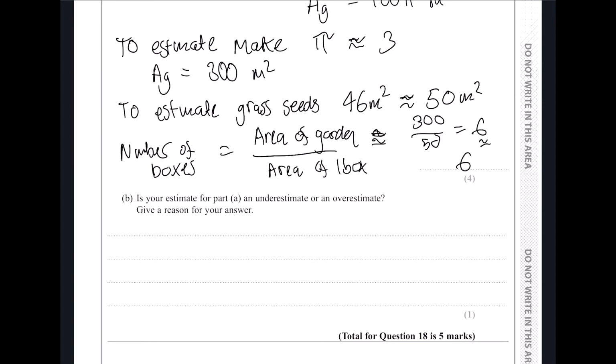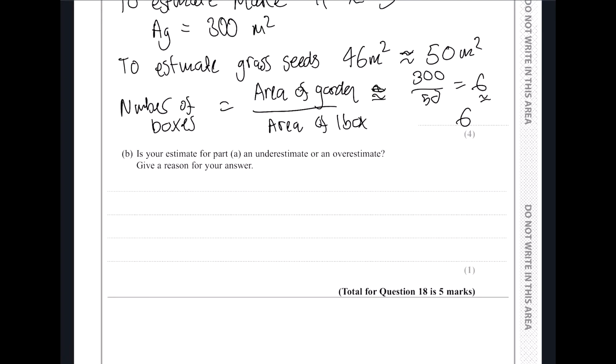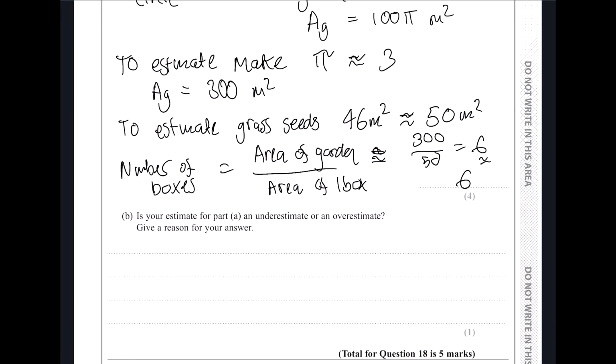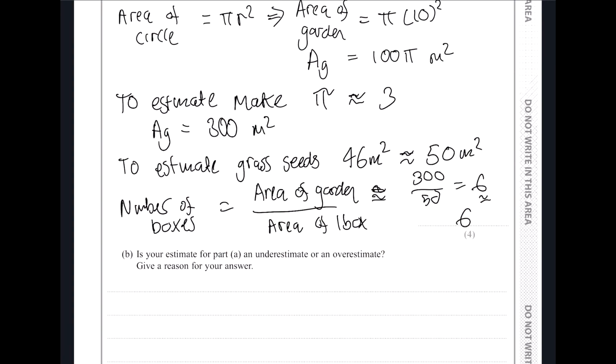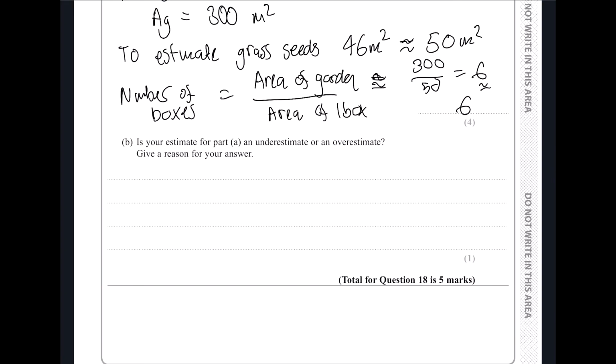So again, with estimates, like I said, there'll probably be a range for the answer, so it doesn't matter if you've got something slightly different or you made some slightly different approximations. I just made the approximations which make the question as easy as possible in terms of the division, especially since this exam is a non-calculator exam. So now it asks us, is your estimate for part A an underestimate or overestimate?